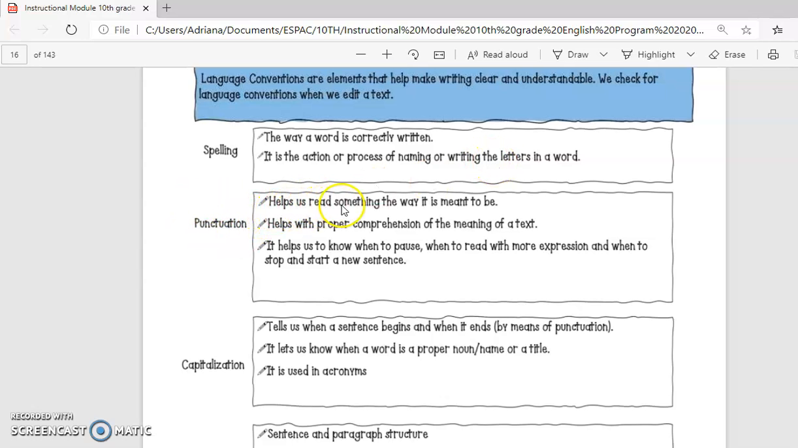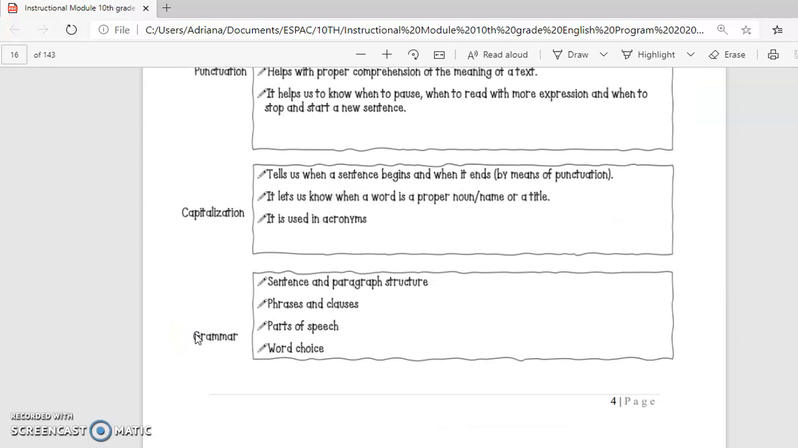Punctuation helps us read something the way it's meant to be. This, for example, is commas and periods. And when we read, we must be vigilant of that. It helps us to know when to pause, when to read with more expression, and when to stop and start a new sentence. Capitalization tells us when a sentence begins and when it ends by means of punctuation.